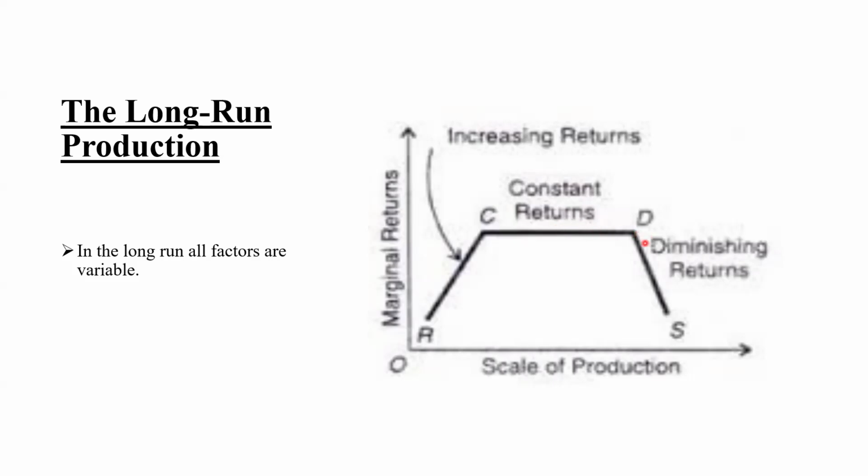And then diminishing return to scale. Here an increase in the input will give a smaller increase in the output, or a decrease in the output. So the inputs increase by a greater percentage and the output increases by a smaller percentage, or rather decreases, right? Those are the returns to scale.